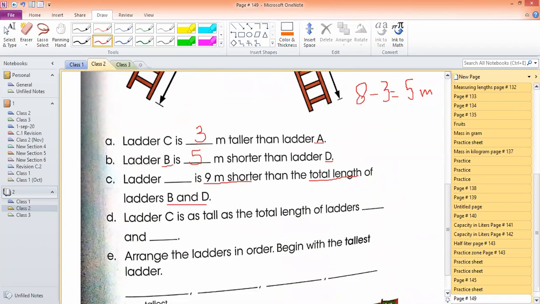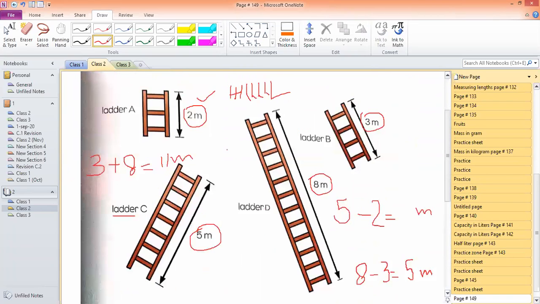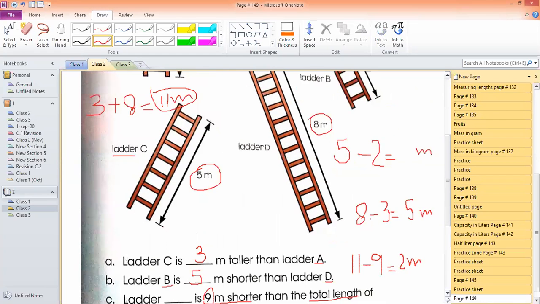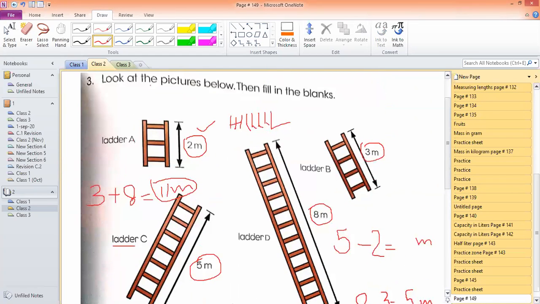Ladder dash is 9 meters shorter than the total length of ladder B and D. I have found the total length of ladder B and D, that is 11 meter. To find which ladder is 9 meters shorter, I will write the total length, 11, and I will minus this 9. 11 minus 9 is equal to 2. This is 2 meter. Now I will check which ladder has 2 meter height. So look guys, this is ladder A. This has 2 meter height.